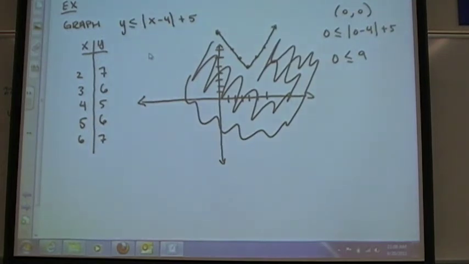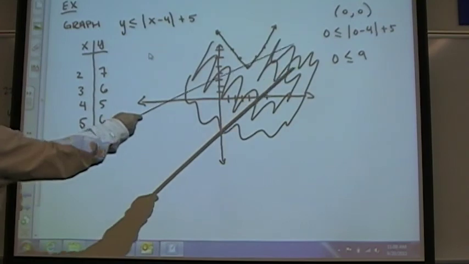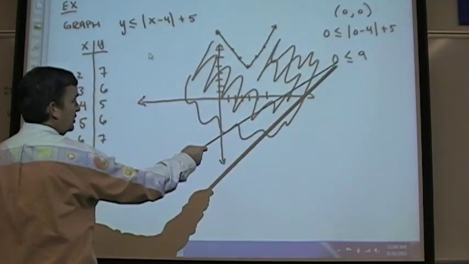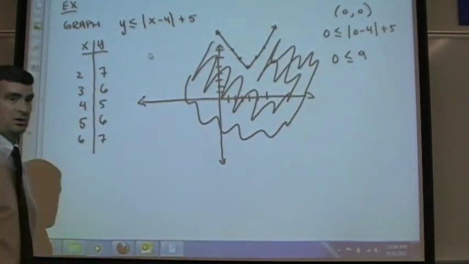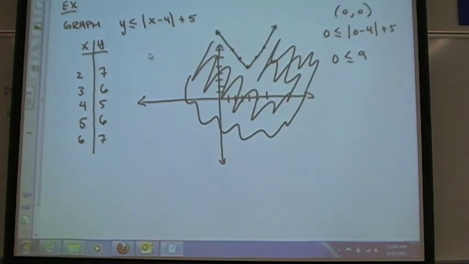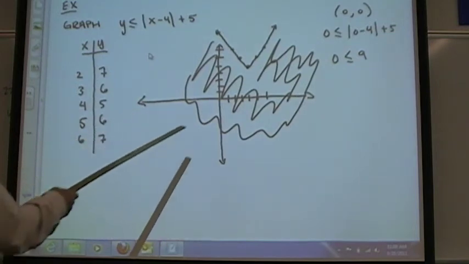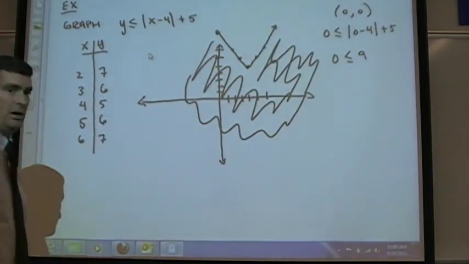All right? If you can't look at it and tell to shade below, pick a point. 0, 0 again is a good point to choose. I ended up with 0 is less than or equal to 9. Is that true or false? True. So if it's true, that means to shade towards 0, 0. So your shaded region is everything below your graph.